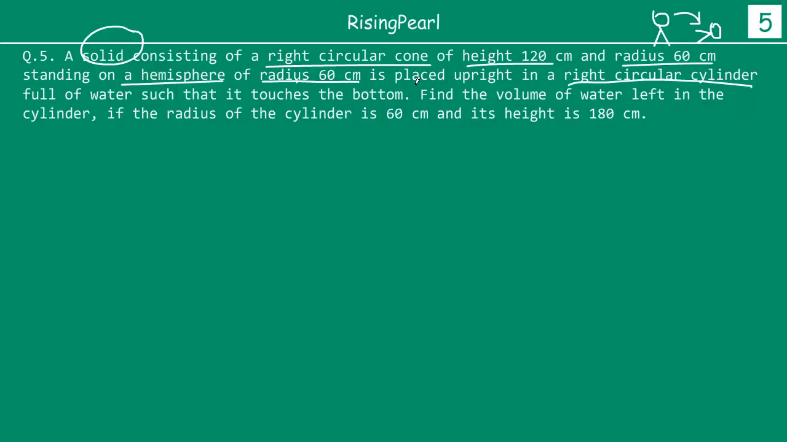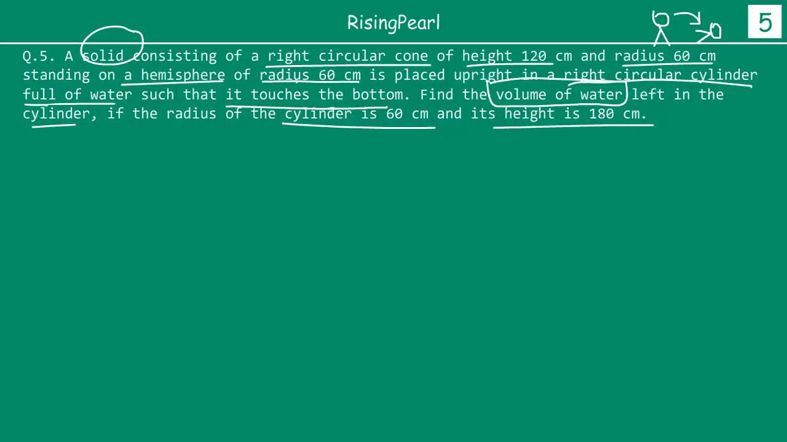Now if we place this solid upright inside a right circular cylinder which is full of water, such that it touches the bottom, find the volume of water which is left in the cylinder if the radius of the cylinder is 60 centimeter and the height of the cylinder is 180 centimeter. So it looks like all of the measures are given.